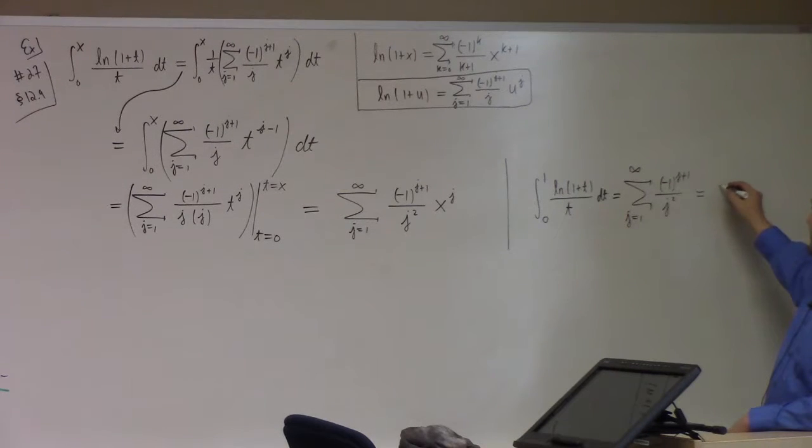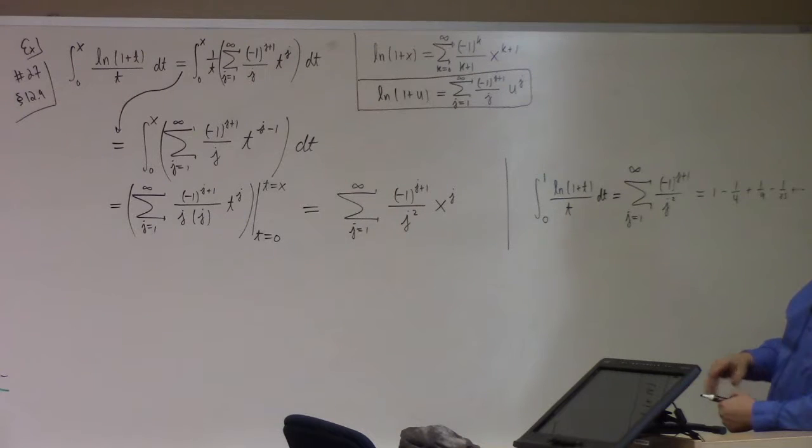of course, this is what? This is 1 minus 1/4 plus 1/9 minus 1/25, and so forth, right? So you could also add these numbers as far as you want to approximate that integral. I don't know, it's kind of interesting.